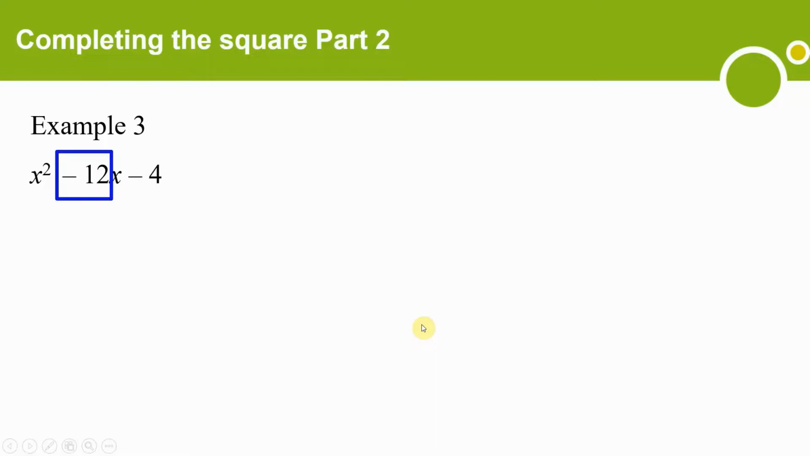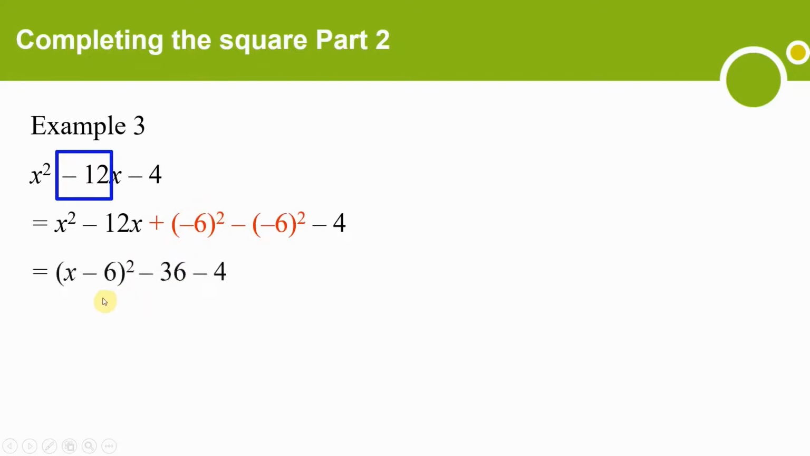Alright, let's look at another two more examples. Example 3 again. Negative 12 we divide by 2, which is negative 6. So we write in this form. I would like you to practice this. So negative 6 squared and then minus negative 6 squared. So we just factorize this. The negative 6, we drag it here, and then we just need to simplify the rest. You need to be careful with the negative sign when you simplify the number at the back. Alright, so this is the square form.